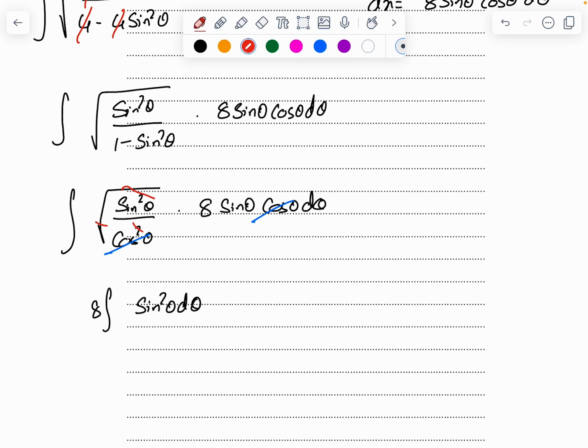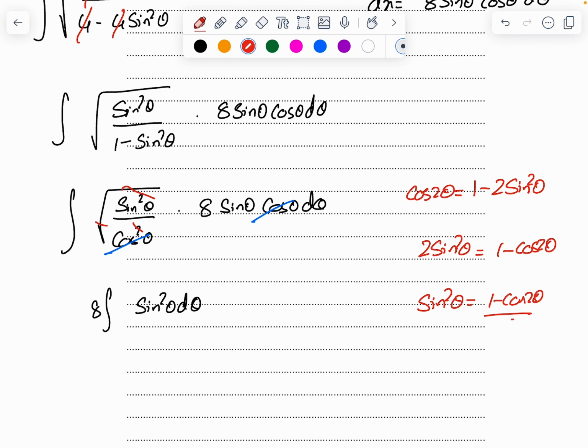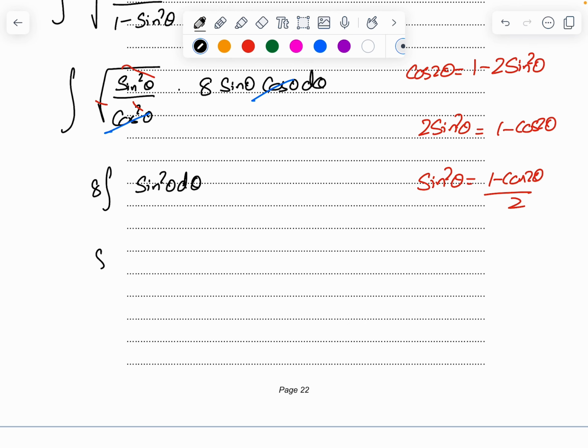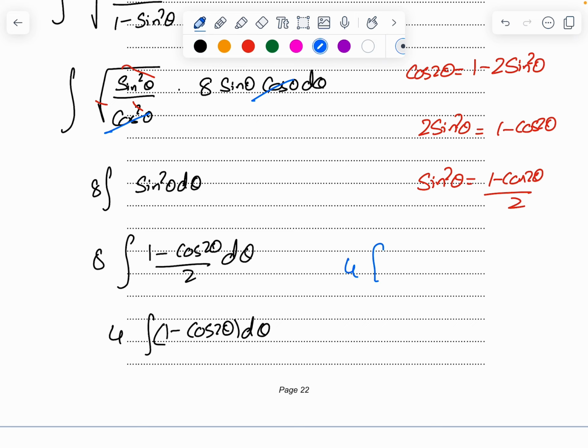So again from the formula booklet, cos 2 theta equals 1 minus 2 sine square theta. So 2 sine square theta equals 1 minus cos 2 theta. So sine square theta equals 1 minus cos 2 theta divided by 2. So it becomes 8, 1 minus cos 2 theta divided by 2 d theta. So it becomes 4, 1 minus cos 2 theta d theta. So it becomes 4 theta minus sine 2 theta by 2 plus c.